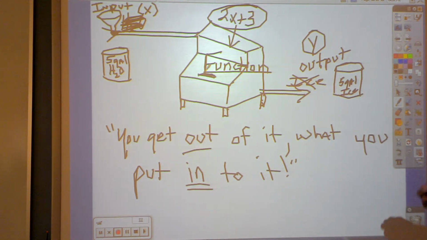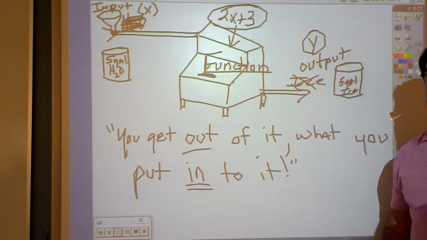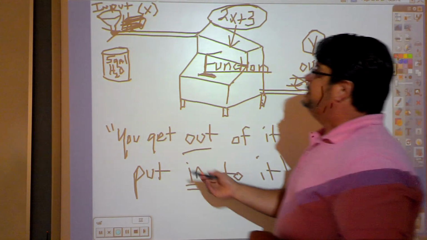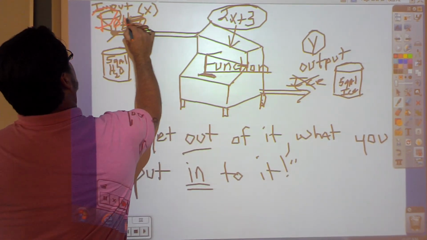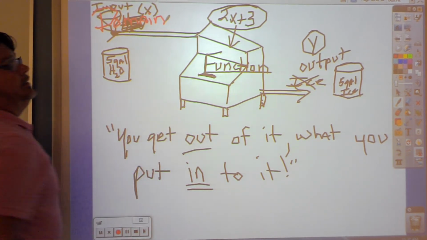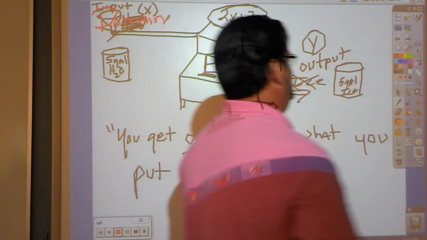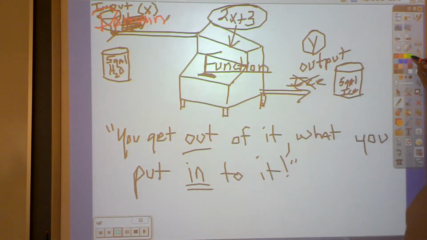Somebody give me a one-word name for input. Information. Information, good, but that's not what I'm looking for. That's a good answer, though. Starts with a D. Good answer. I'm very impressed. Take red. That's your input. Then tell me what the Y is. That's the range. We'll put that in green.